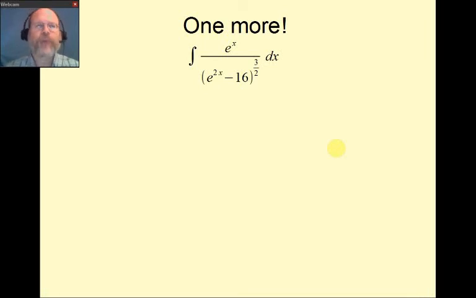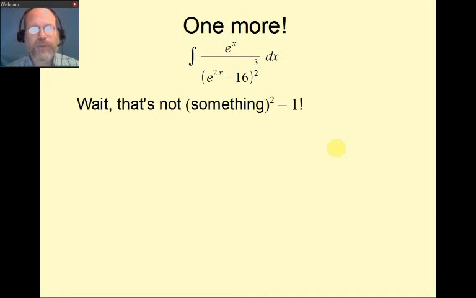And again, if you try to do a u substitution, it's not going to work. You can try, but it's not going to work out for us. We're going to wind up with something that says u squared minus 16 down inside that 3/2 power. And your first reaction after seeing that is going to be, wait a minute. My patterns were 1 minus something squared, 1 plus something squared, or something squared minus 1. This is not something squared minus 1, is it? This is something squared minus 16.